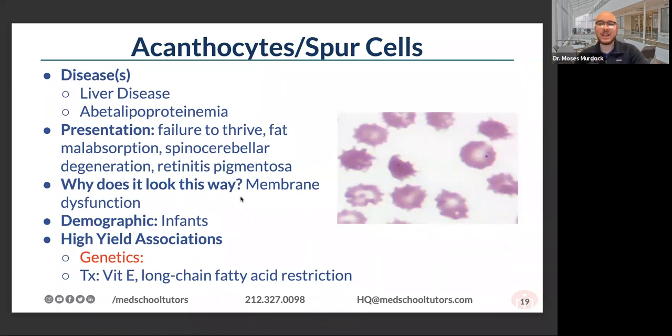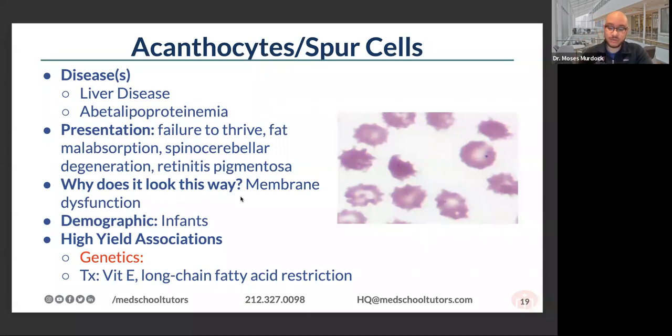And of course, why does it look this way? It's not a terribly revealing answer because this is the answer for basically every red blood cell disorder. But of course, it's because you have membrane dysfunction, remembering that some of these vitamins and of course lipids are key components of the cell membrane. When they're missing, you don't have that really nice biconcave disc shape that you're expecting to see. Like I mentioned, the demographic is infants, and why is that? Well, it's genetic, it presents early.